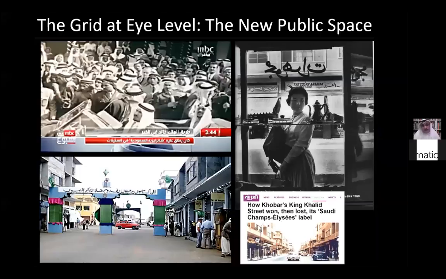And you could see here a picture of King Saud at that time visiting Khobar, and his motorcade, or would promenade at King Khalid Street, where he would greet his subjects. King Khalid Street also became, Khobar was like the first place in Saudi Arabia where consumption became a daily practice. It became the place where businesses would open.